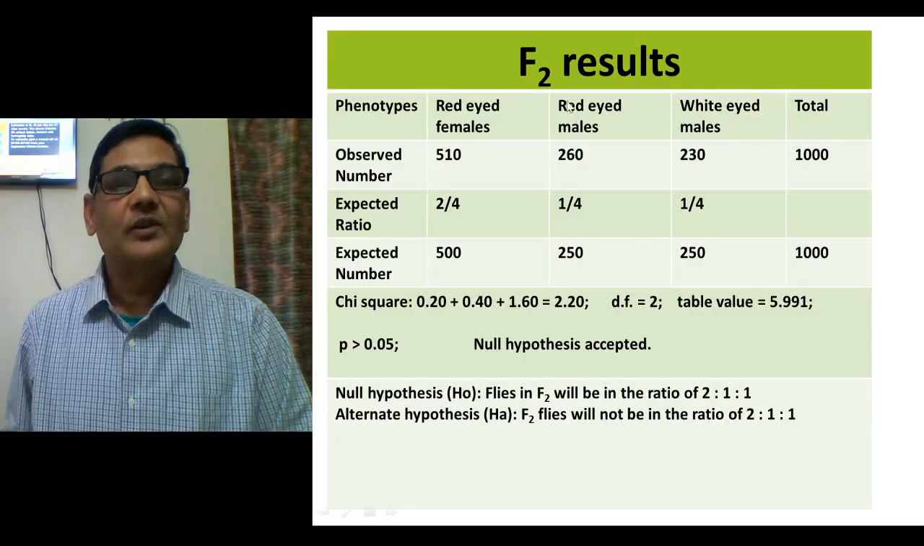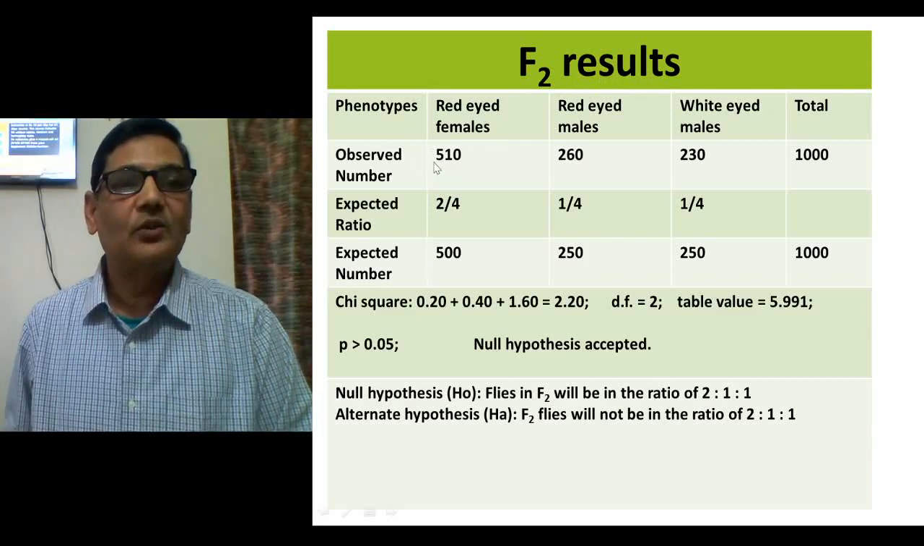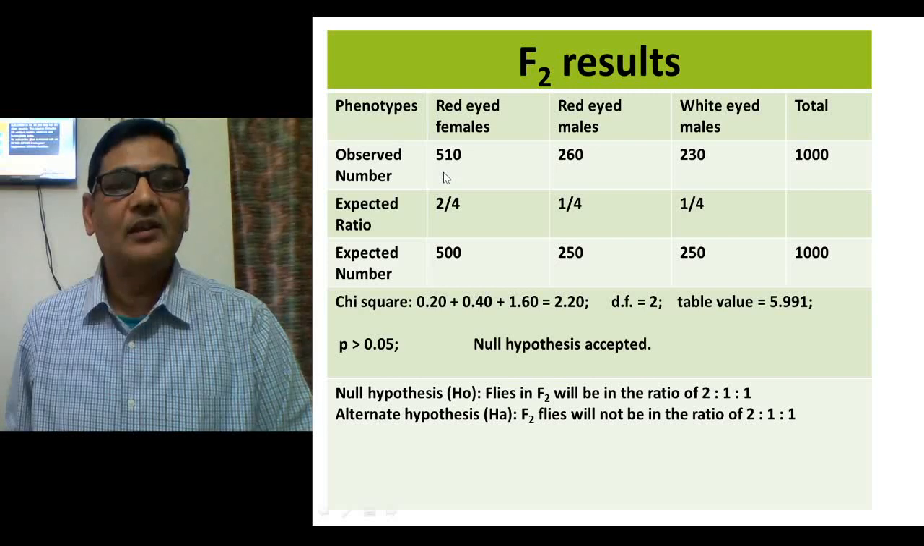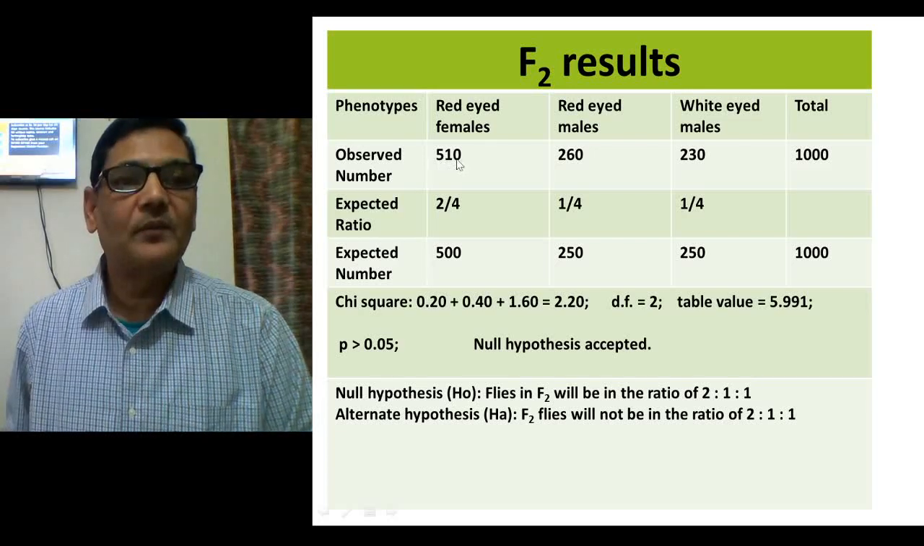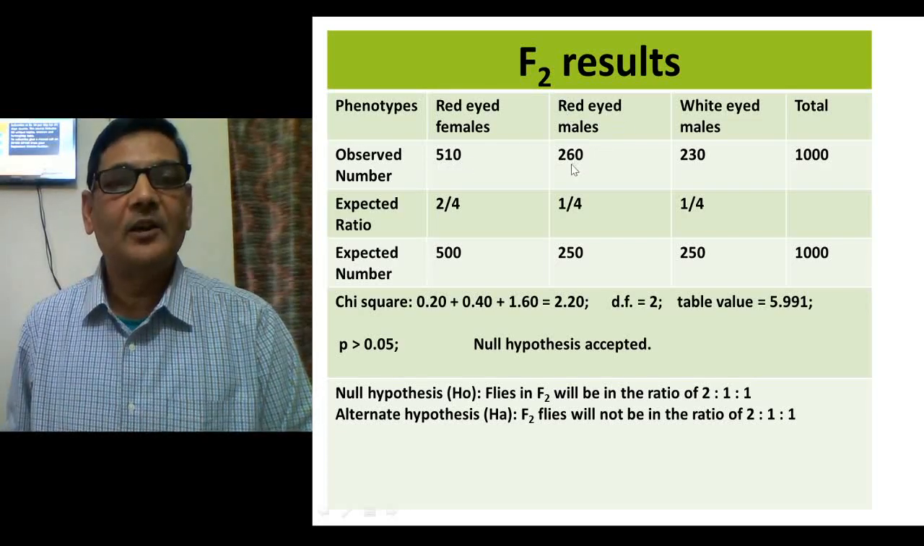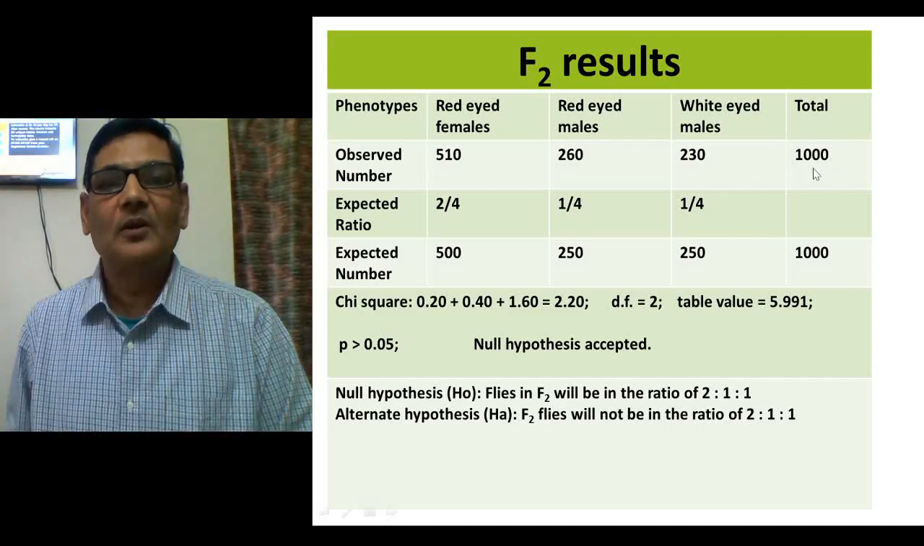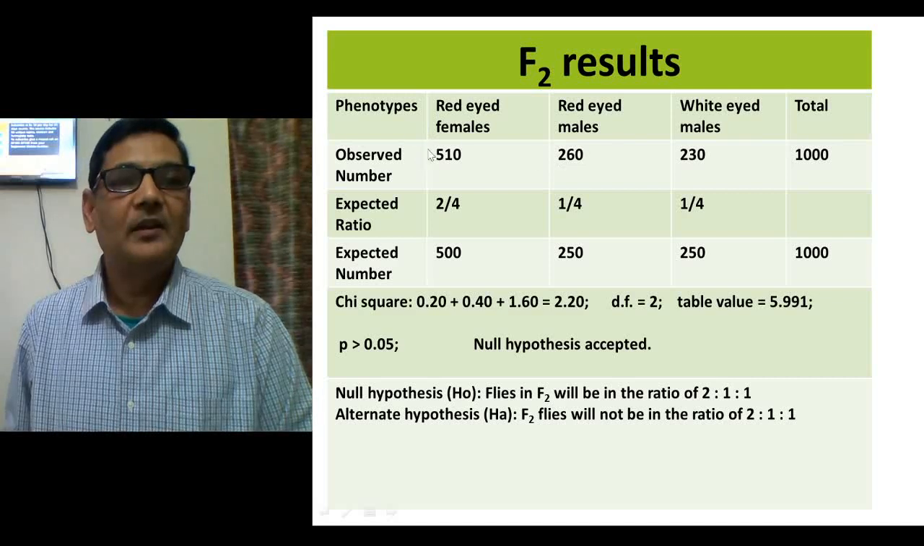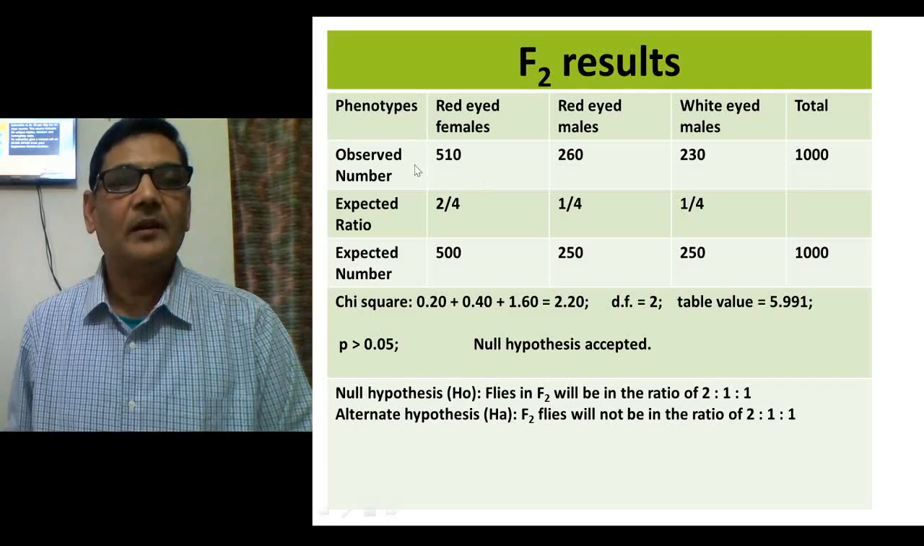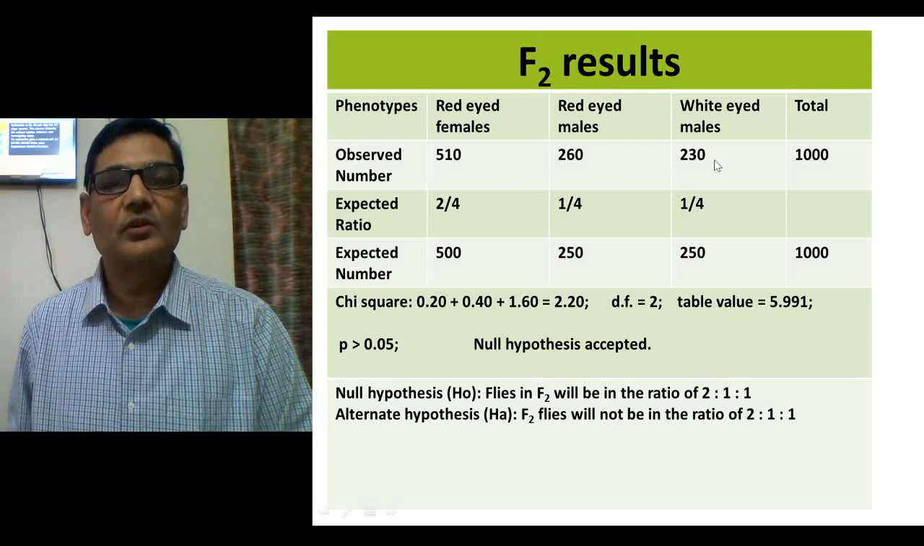See the F2 results that are shown here. As I told, suppose exactly the same experiment has been performed, and the red-eyed females are 510 in number. Red-eyed males come to 16. White-eyed males obtained are 230. Total becomes 1000. So 1000 flies were actually observed in the F2 generation, and their numbers are shown here.